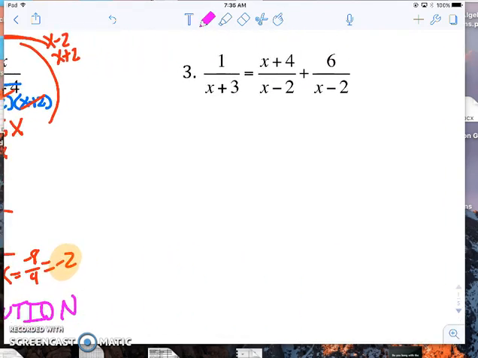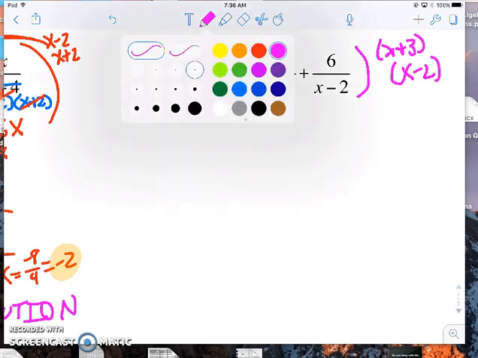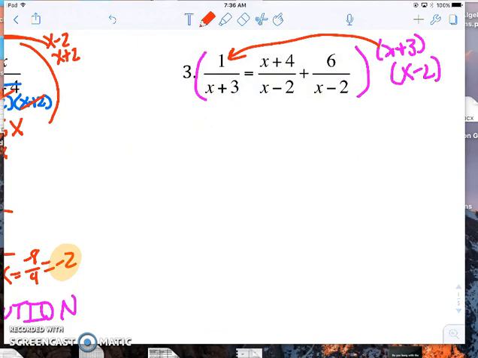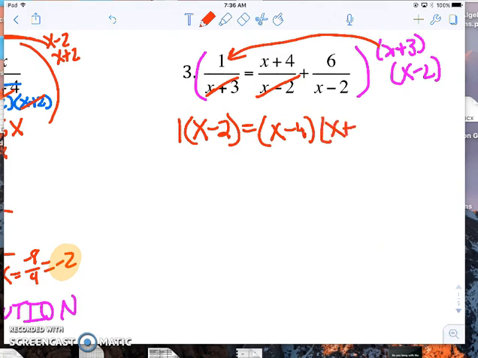We don't have to factor anything, so we can just multiply by x plus 3 and x minus 2. So when we multiply that in, we'd have 1 times x minus 2 equals x minus 4 times x plus 3 plus 6 times x plus 3. So now we have to do some distributing.